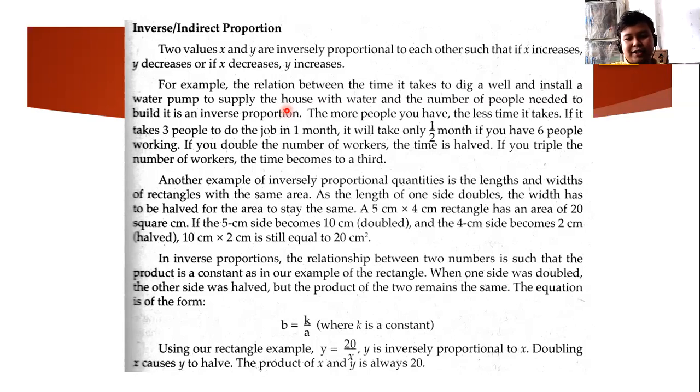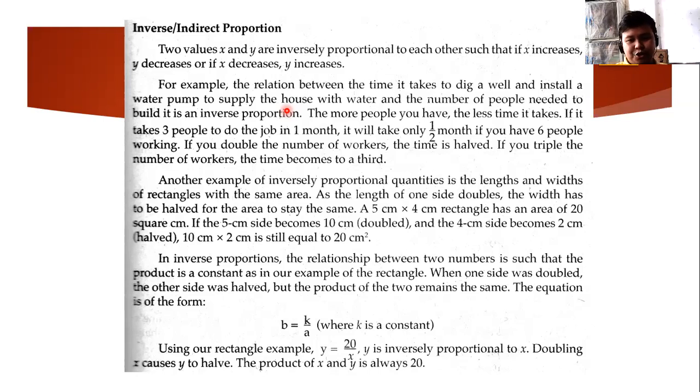Another example of inversely proportional quantities is the lengths of sides in rectangles with the same area: if the length of one side doubles, the width must be halved for the area to stay the same. A 5 centimeter by 4 centimeter rectangle has an area of 20 square centimeters, because 5 times 4 is 20. If the 5 centimeter side becomes 10 and the 4 centimeter side becomes 2, then 10 times 2 is 20 square centimeters.